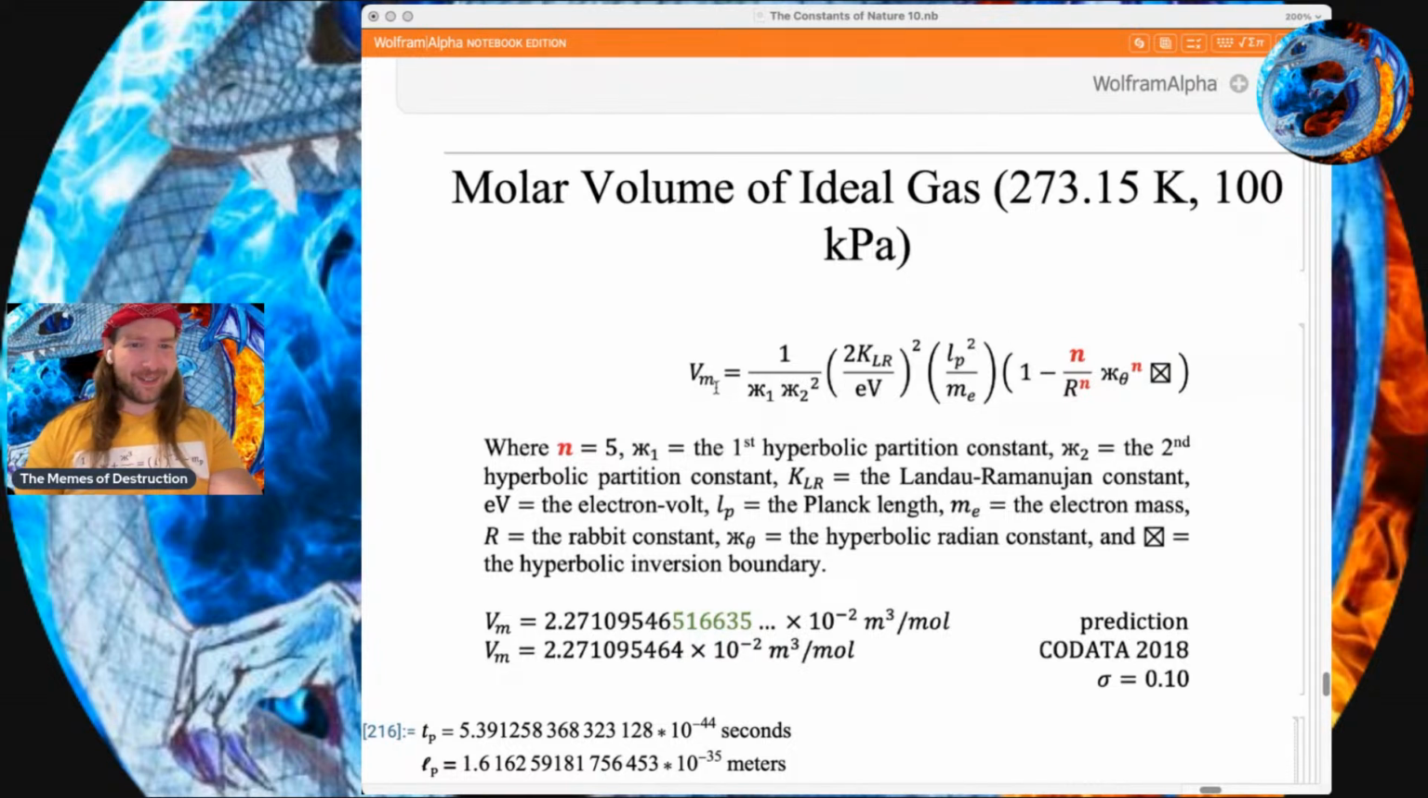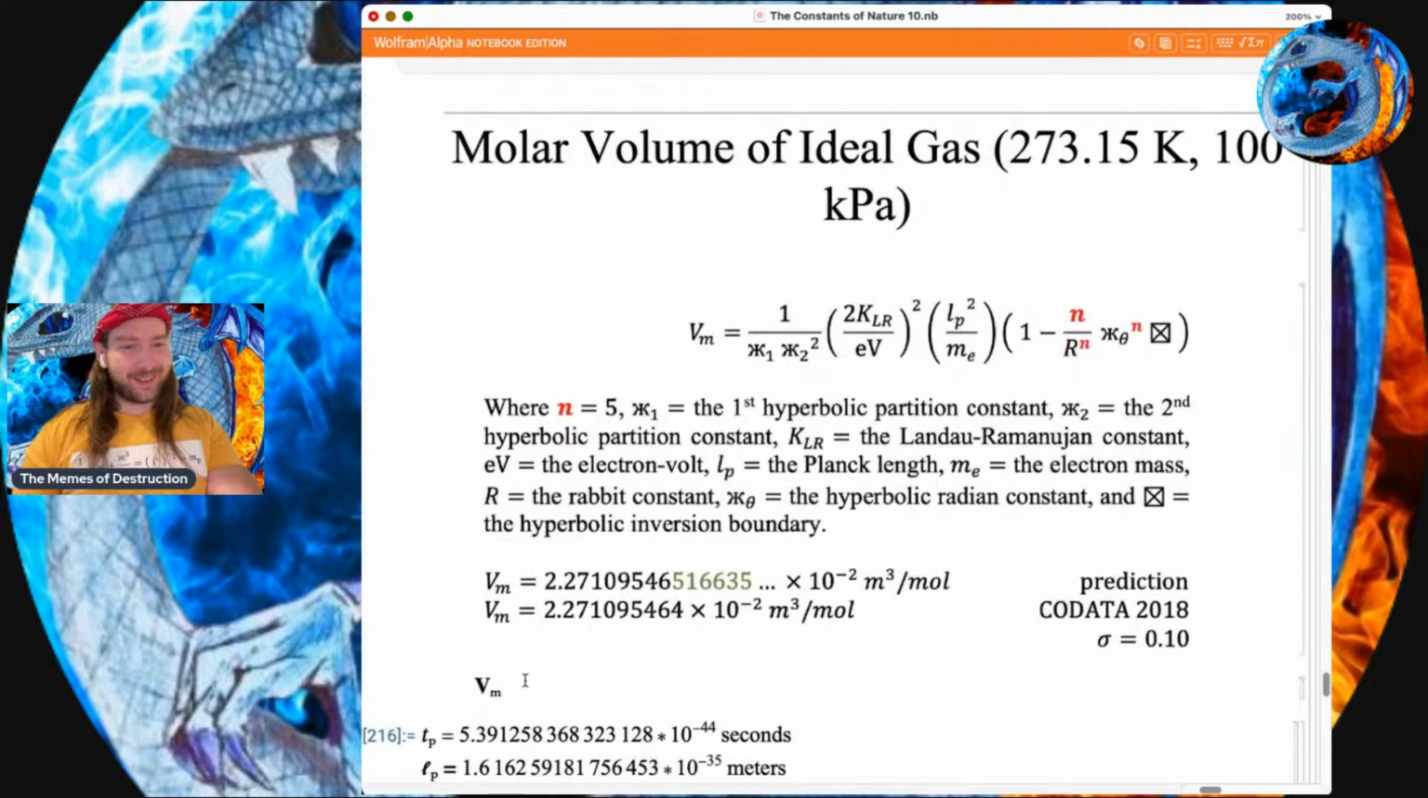Here we go. There's our molar volume. Thank you, Casey. Alright, so we go down here. We do all these little tips and tricks, these macros and everything.